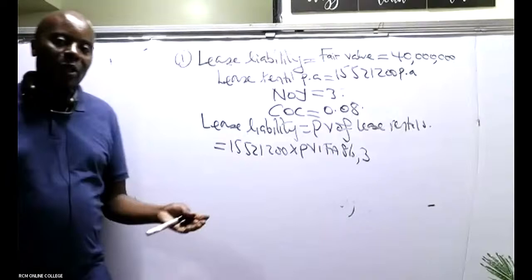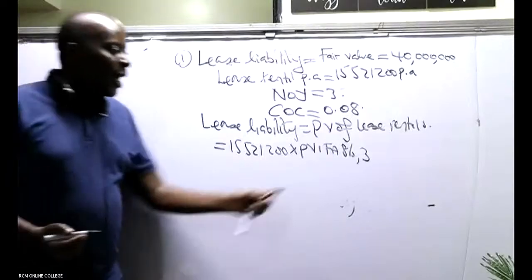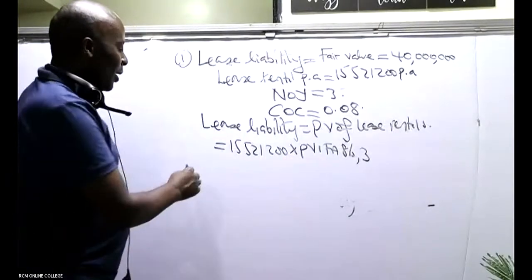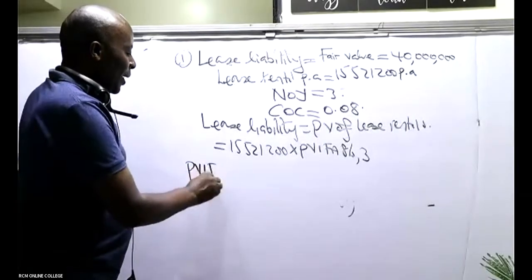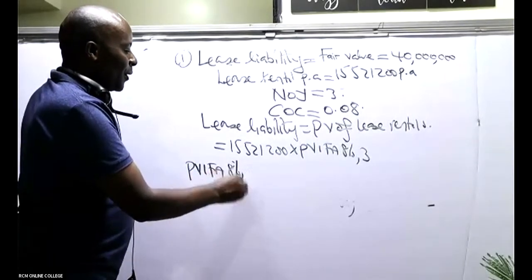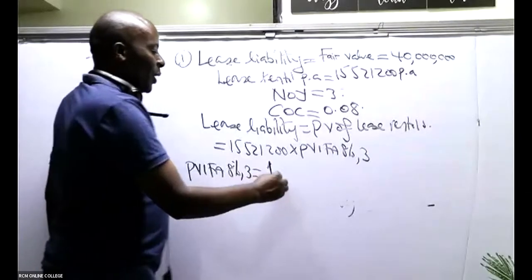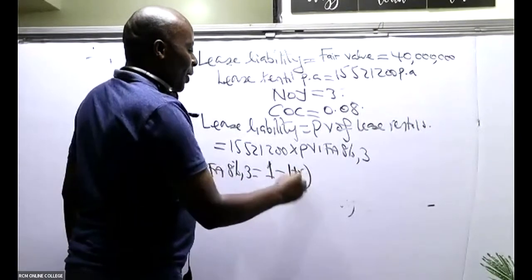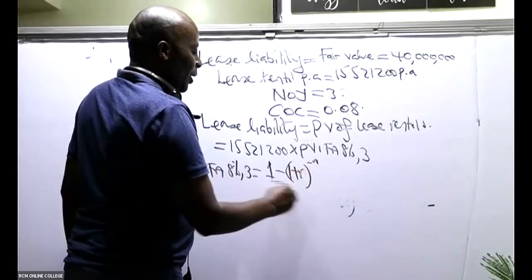So then my work is very easy to cut. I need to come and get this present value annuity factor at 8% for 3 years. So I know the formula is 1 minus 1 plus R raised to negative n, divided by R.